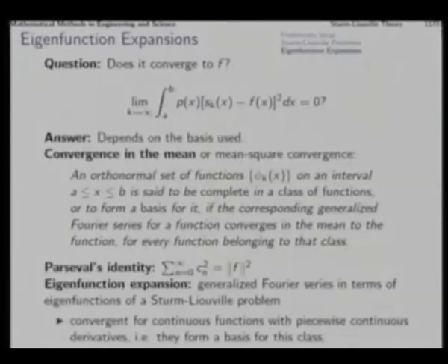Now, another point we made in the previous lecture is that eigenfunction expansions will give us generalized Fourier series, a series representation in terms of eigenfunctions of a Sturm-Liouville problem, which will be continuous, which will be convergent for all continuous functions with piecewise continuous derivatives. That is, for this class of functions, the eigenfunctions of a Sturm-Liouville problem will turn out to give a complete set of basis members.